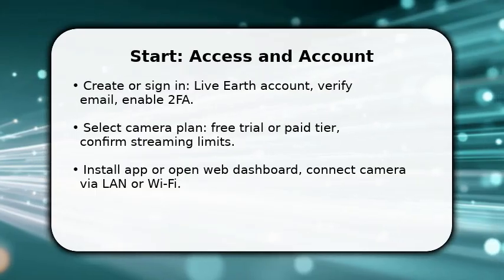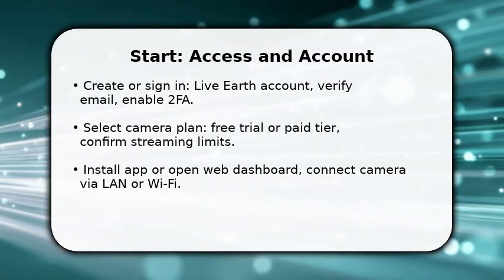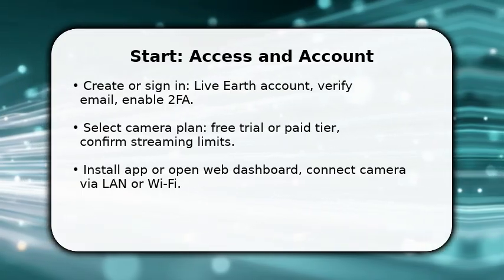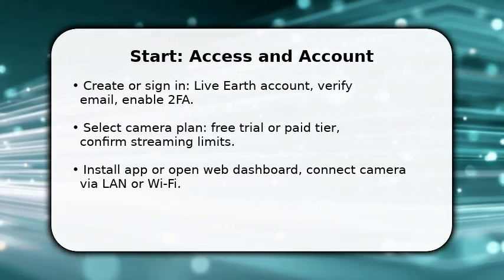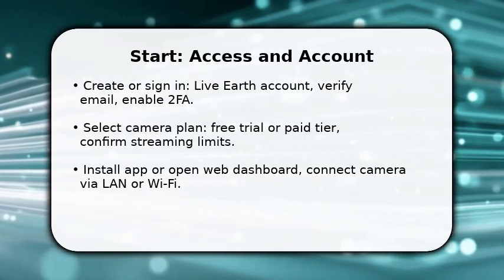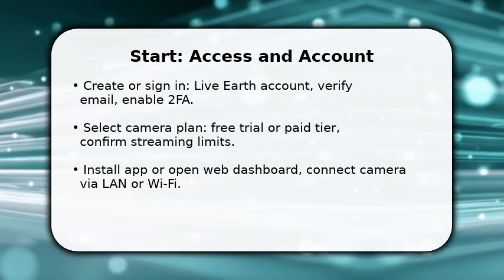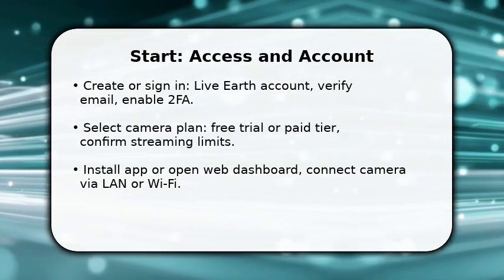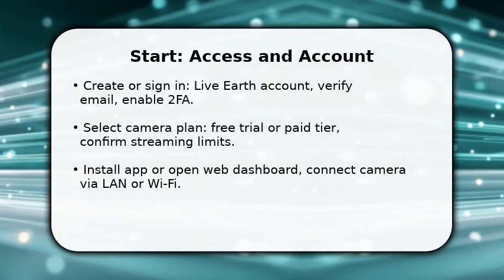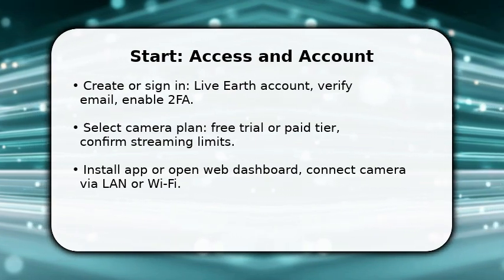You're ready to begin. Sign in to LiveEarth and confirm your account details, then enable two-factor authentication to secure the feed. Once done, pick the appropriate camera plan so you know resolution and concurrent stream limits. This prevents surprises later. Now open the app or dashboard and connect the camera on the same network. Use Ethernet for reliability or Wi-Fi if necessary. Make sure the camera firmware matches the required version, and note the device ID for the next configuration step.